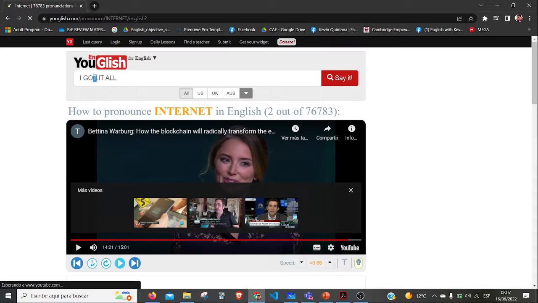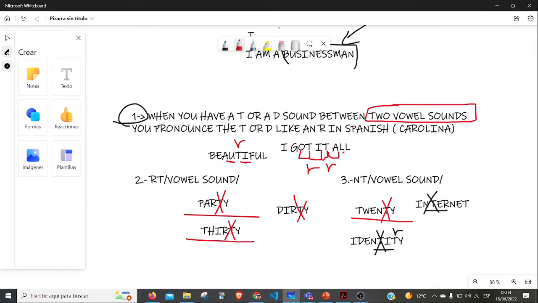I got. I got it all. Okay, focus on this part. I got it all. You pronounce I, got, then you say got, then you say et, and then you say all, right? Like this, I got it all. Is that true? Yes. But the T between two vowel sounds, you pronounce like an R. So you link: I got it all.